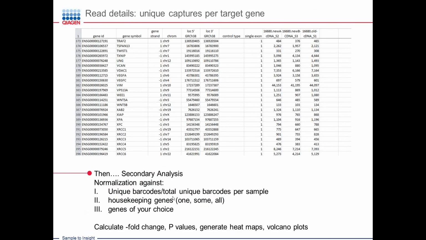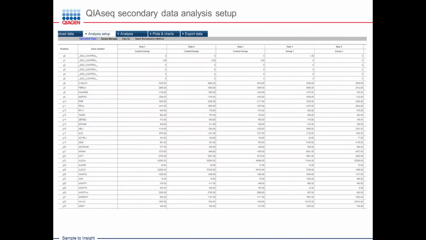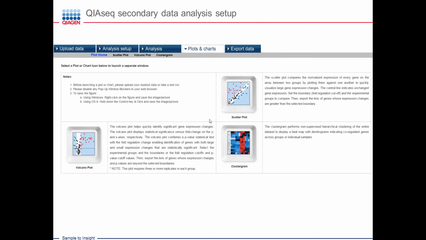So unique barcodes divided by total barcodes, housekeeping genes, one of them, some of them, all of them, genes of your choice, whatever you like. And this is all done on the secondary analysis. You label your samples as control, as group 1, group 2, whether they're replicates or not. And then you're going into the data plotting region where you're doing heat maps and scatter plots and volcano plots.